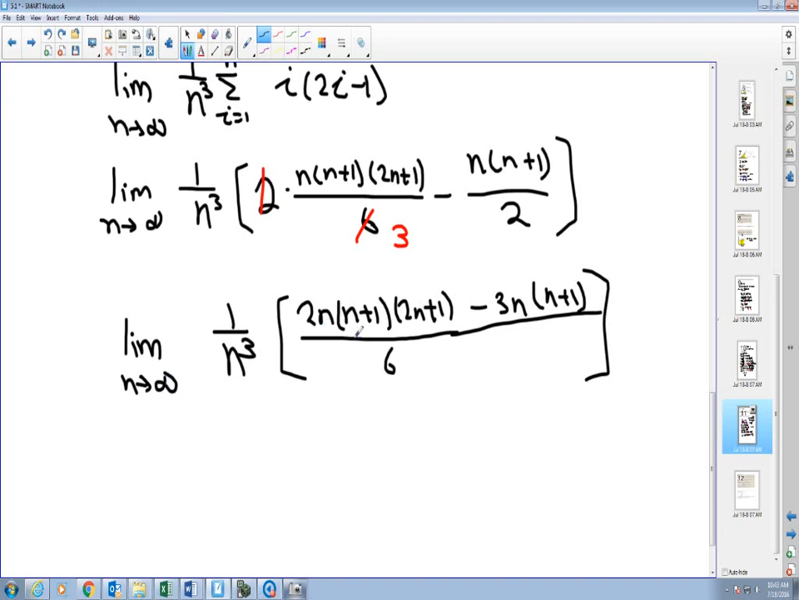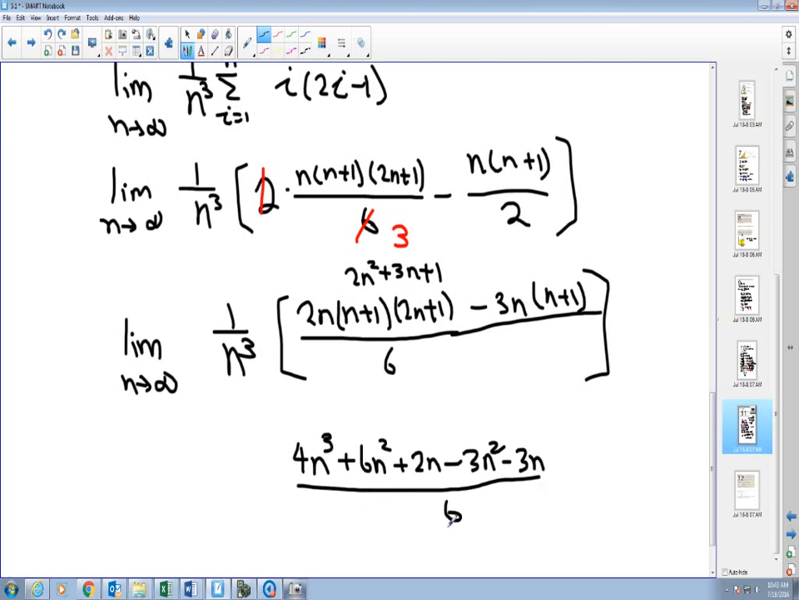Alright, so this is quite a bit of work, so let's think about this. n plus 1 times 2n plus 1 is 2n squared plus 3n plus 1. If I multiply by another 2n, that will make it 4n to the third plus 6n squared plus 2n, minus 3n times n is 3n squared. Negative 3n times 1 is negative 3n, and the whole thing over 6. I'm going to bring my n to the third back so I can take the limit as n goes to infinity.